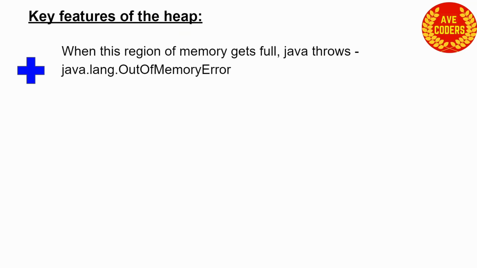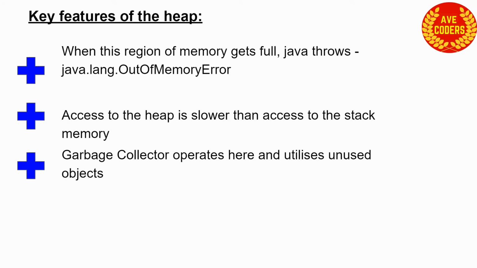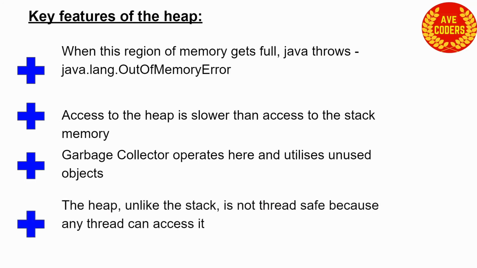So, key features of the heap. When this region of memory is full, Java throws java.lang.OutOfMemoryError. Access to the heap is slower than access to the stack memory. The garbage collector operates here and utilizes unused objects. The heap, unlike the stack, is not thread safe because any thread can access it.